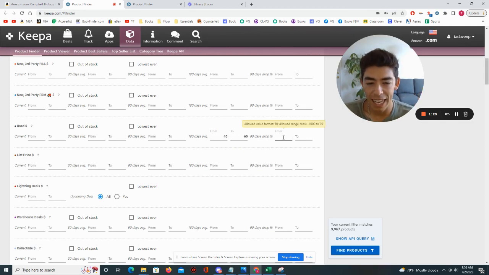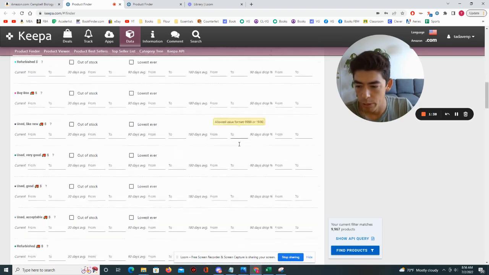But I want the 90-day drop percentage to be at least 33%. In other words, if this book's price on average is between $40 and $60, I want to look at or return results for books that have seen in a 90-day period a 33% drop in that price.